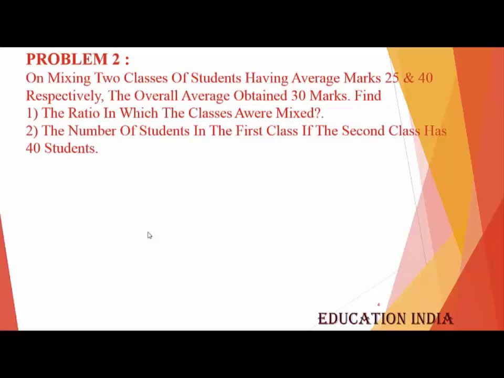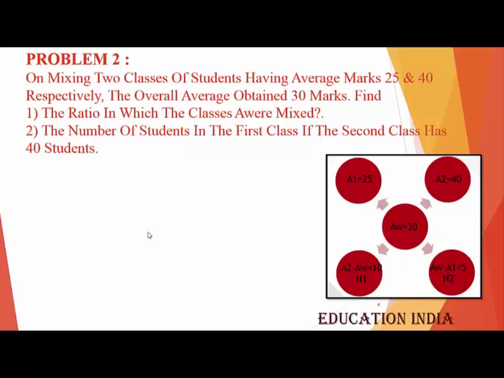Now let's go through problem number 2. On mixing two classes of students having average marks 25 and 40 respectively, the overall average marks obtained is 30. We need to calculate the ratio in which the classes were mixed and the number of students in the first class if the second class has 40 students.